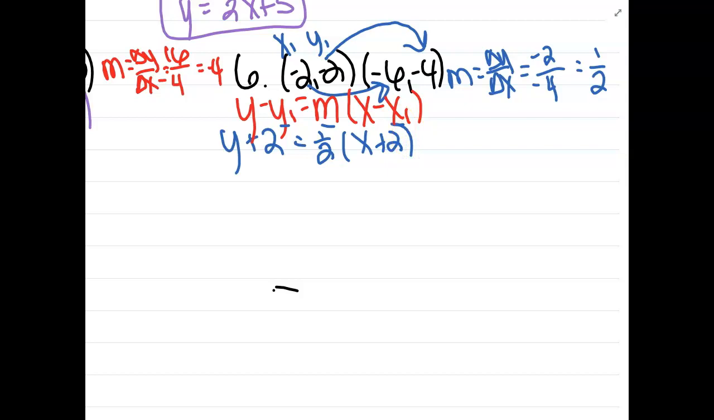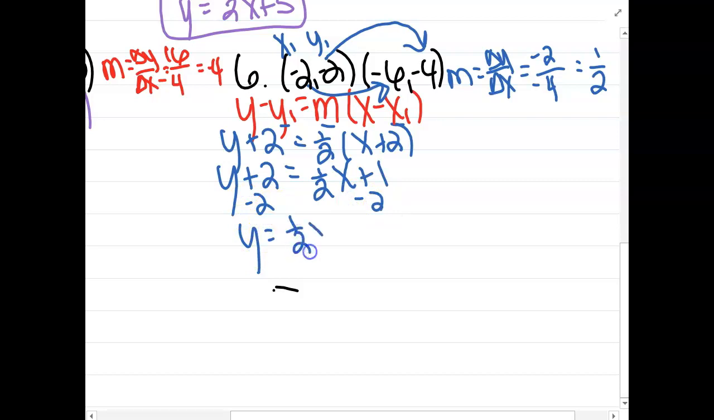To put it into slope-intercept form, what's my next step? Distribute the 1/2, so y plus 2 equals 1/2 x, and half of 2 would give you a +1. And then lastly, subtract 2 from both sides, so y equals 1/2 x minus 1.